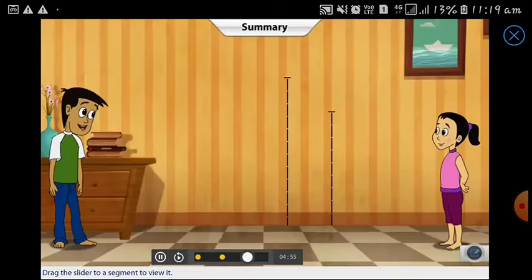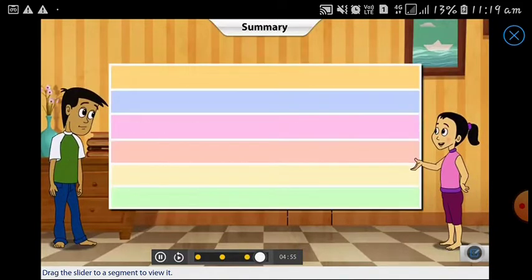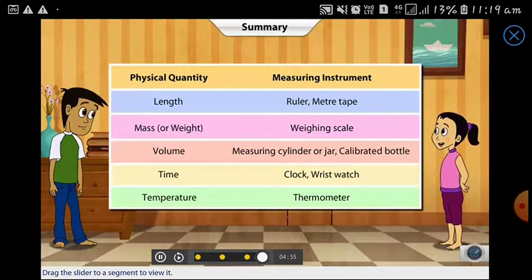Rita, now do you know why using the span of the hand is not a correct method of measuring length? Correct. That is why we come across so many measuring instruments in our everyday lives to measure various physical quantities.